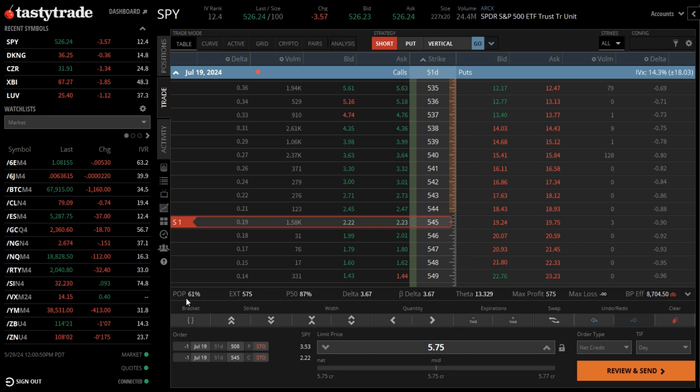Keep in mind, my probability of profit is slightly better. It's about 10% better than the defined risk. Here I'm getting about 60% probability of profit. So it's telling me that on the day of expiration, I have a 60% chance of making at least 1 penny.